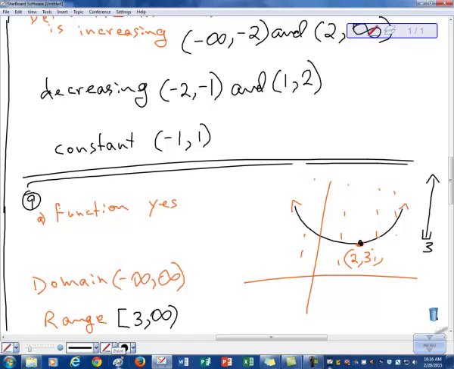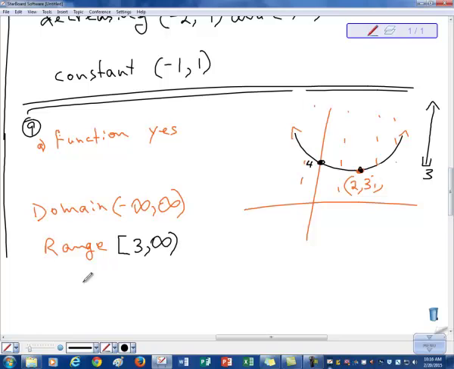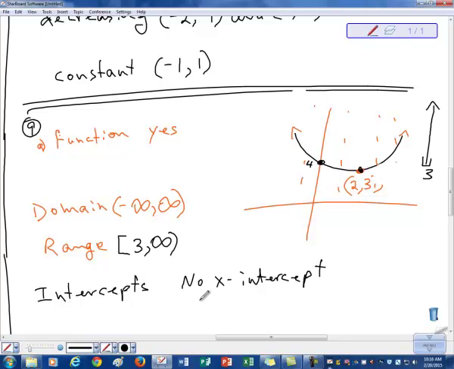Alright, now let's say this point here is 4. Alright, and we want to know our intercepts. Now this you don't have to do algebraically because you just look at the graph. So in this case there would be no x-intercept. Well, what about the y-intercept? That would be at x is 0, y is 4.